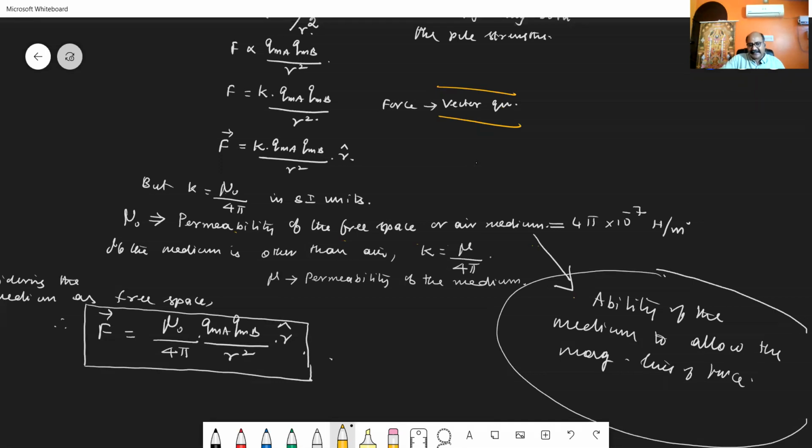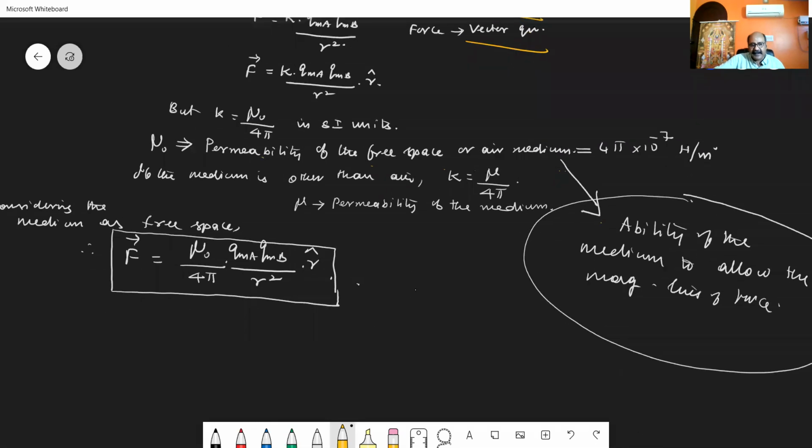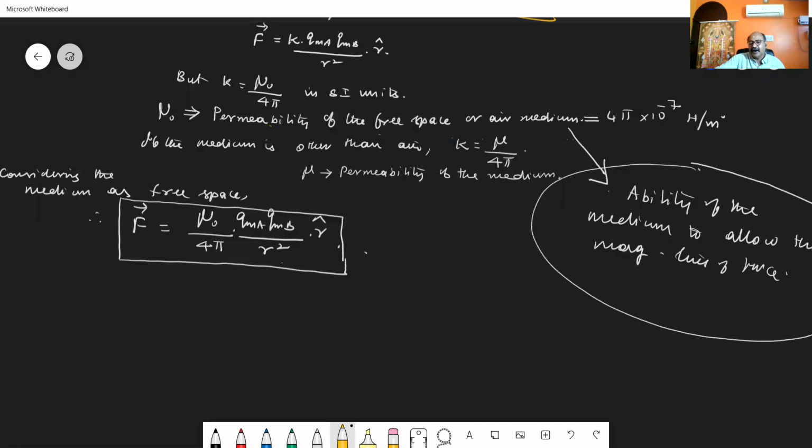If the medium is other than air, then the value of K will be mu by 4 pi. So let us consider mu as the permeability of the medium. But considering the medium as air or free space, we can say that the force F vector equals mu0 by 4 pi into QMA into QMB by R square into R cap.